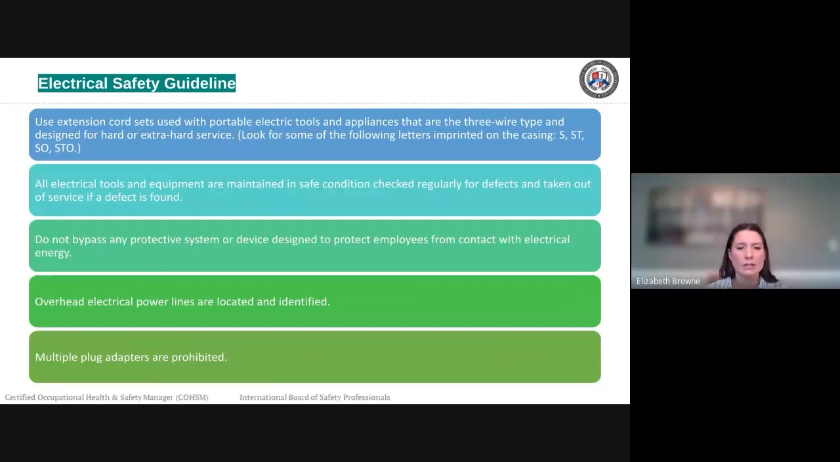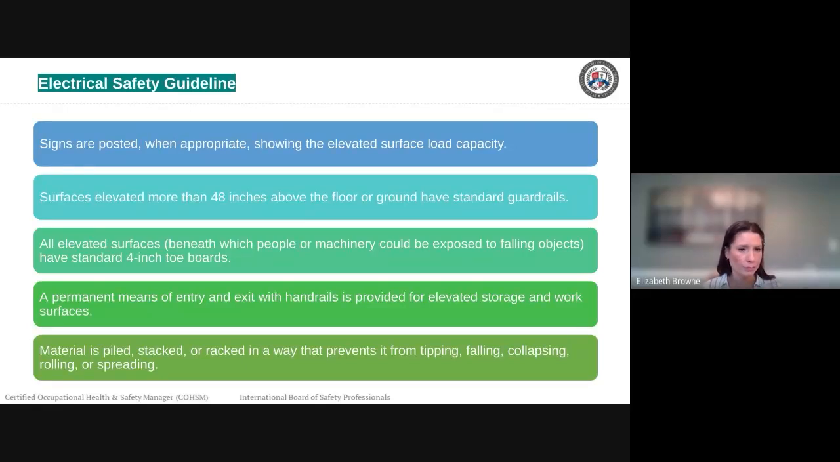Extension cord sets used with portable electric tools and appliances should be 3-wire type and designed for hard or extra hard service. So we should always be using 10 gauge, 12 gauge, or 14 gauge extension cords. We should never use 16 gauge or smaller. Those are used for household environments. All electrical tools and equipment are maintained in safe condition. They're checked regularly for defects and taken out of service if a defect is found. Workers should never bypass any protective system or device designed to protect employees from contact with electrical energy. Overhead electrical power lines are located and identified, and multiple plug adapters are prohibited. Additionally, signs are posted when appropriate showing the elevated surface load capacity.